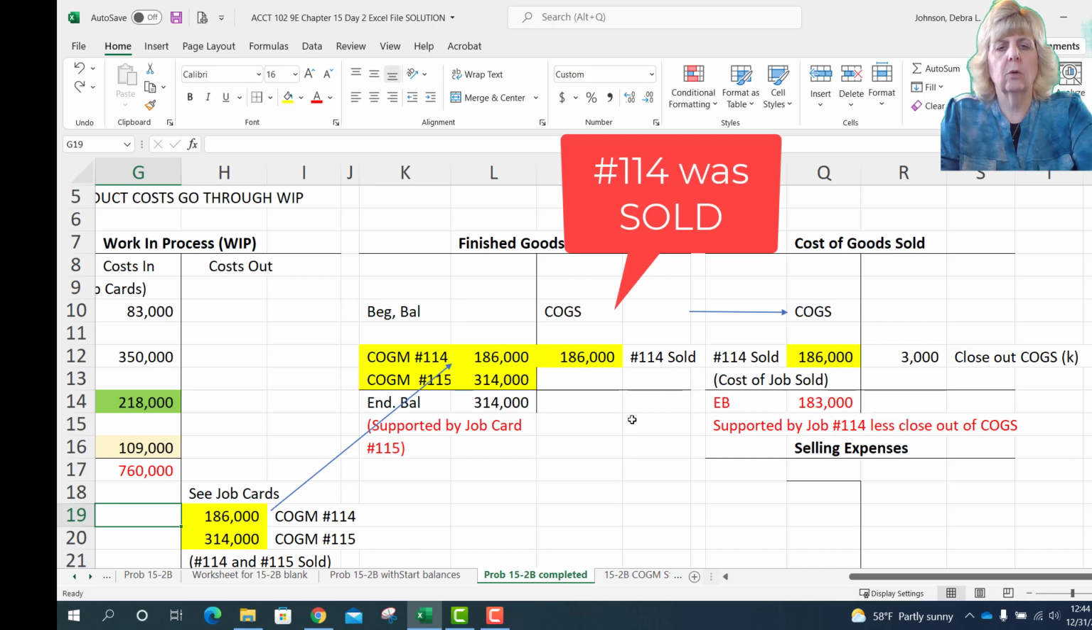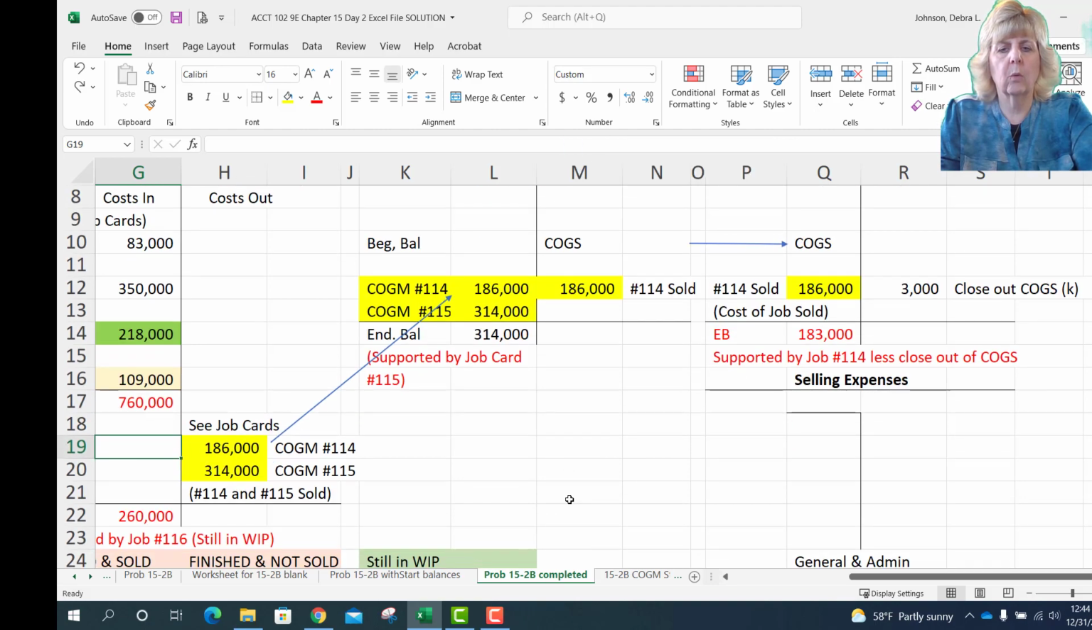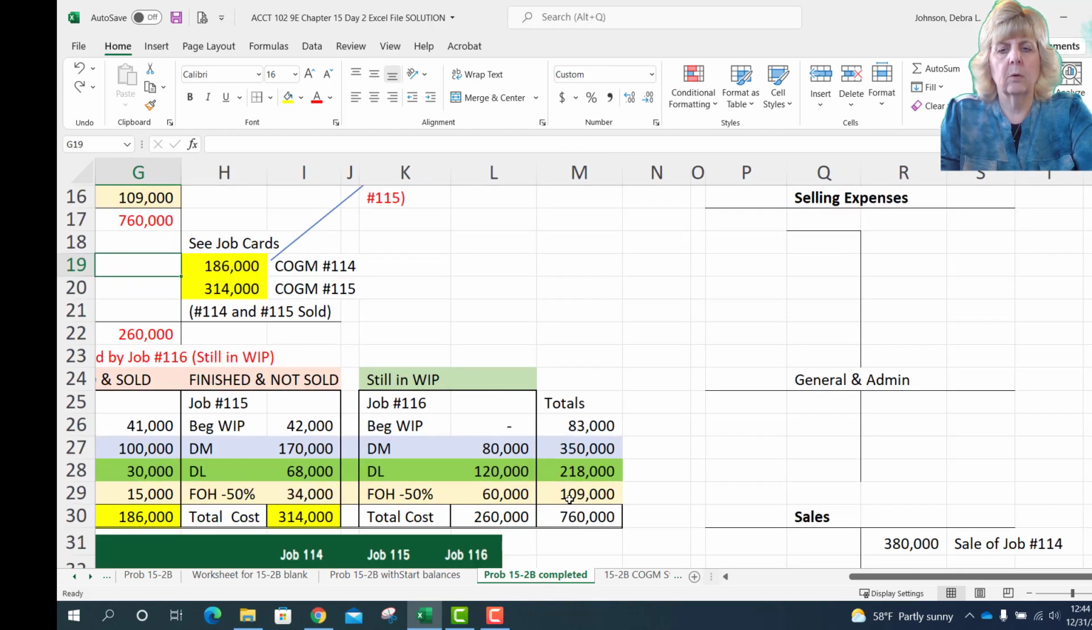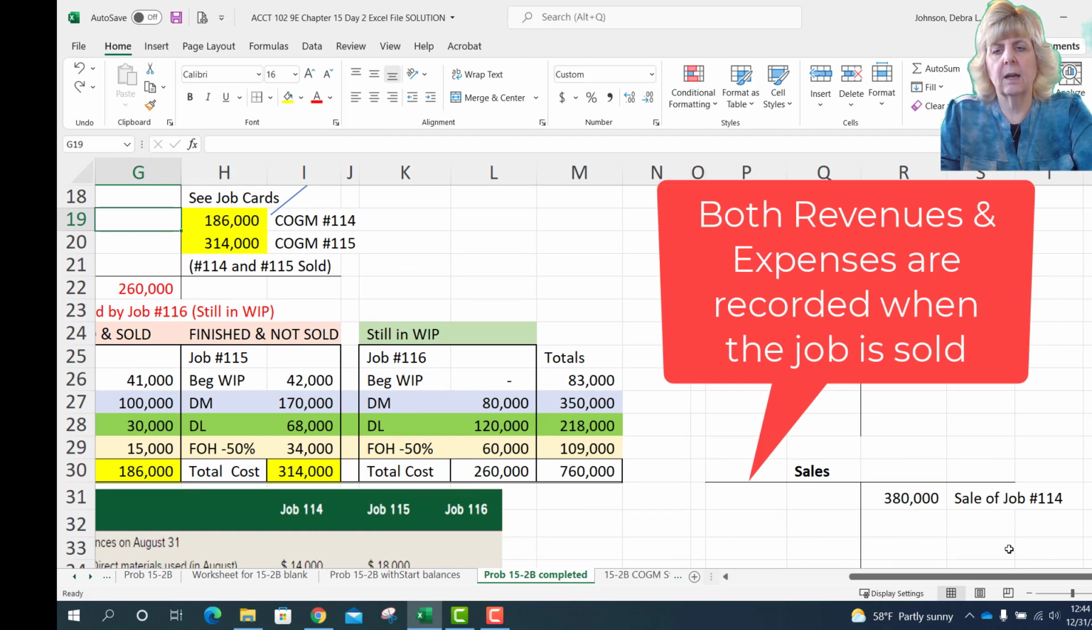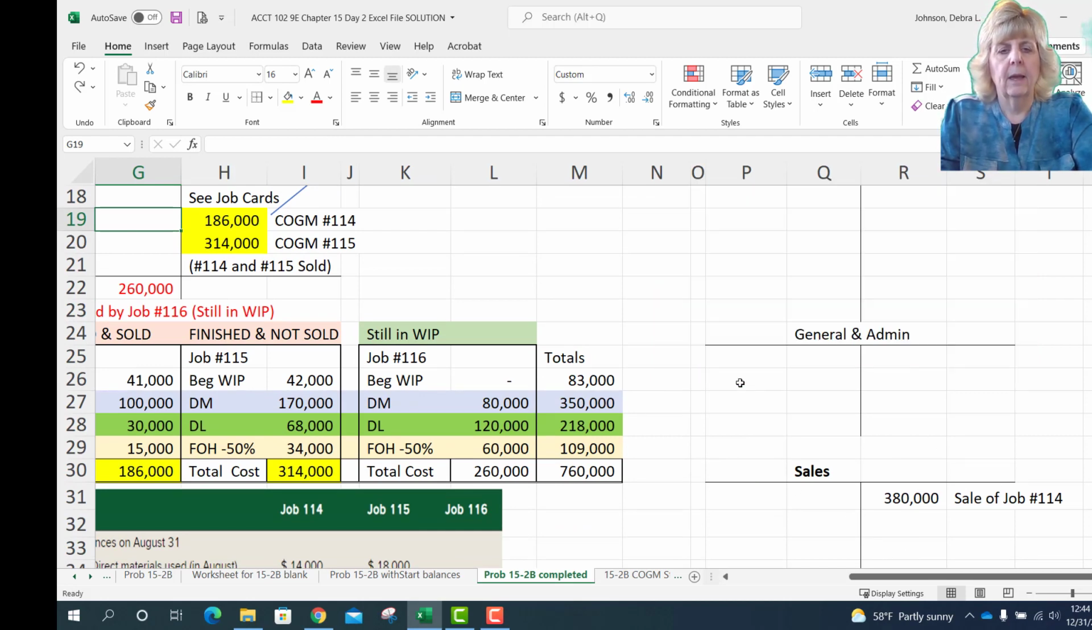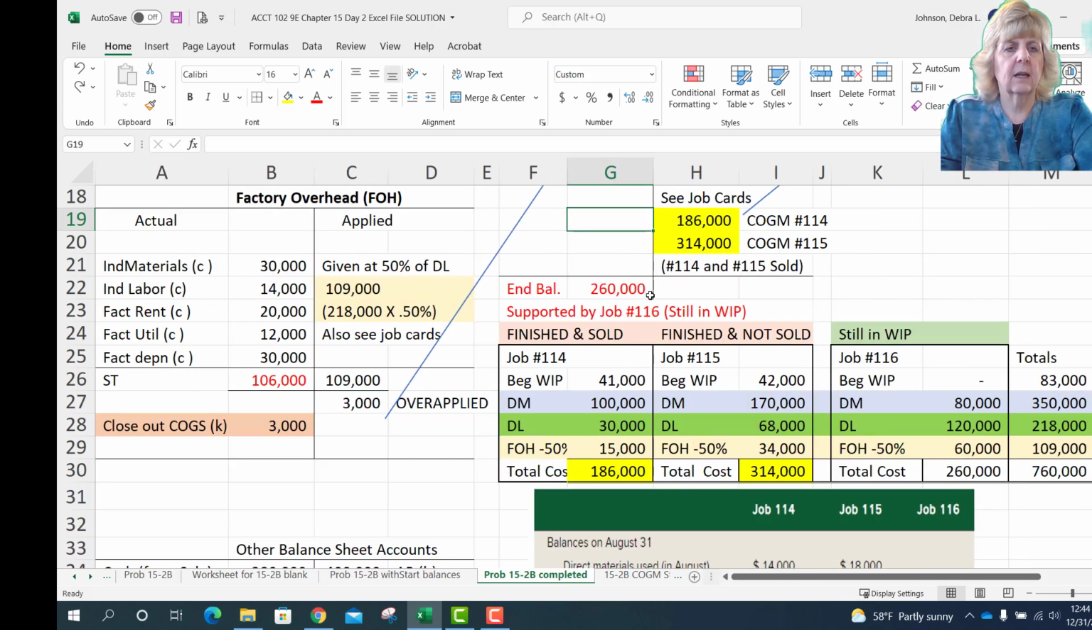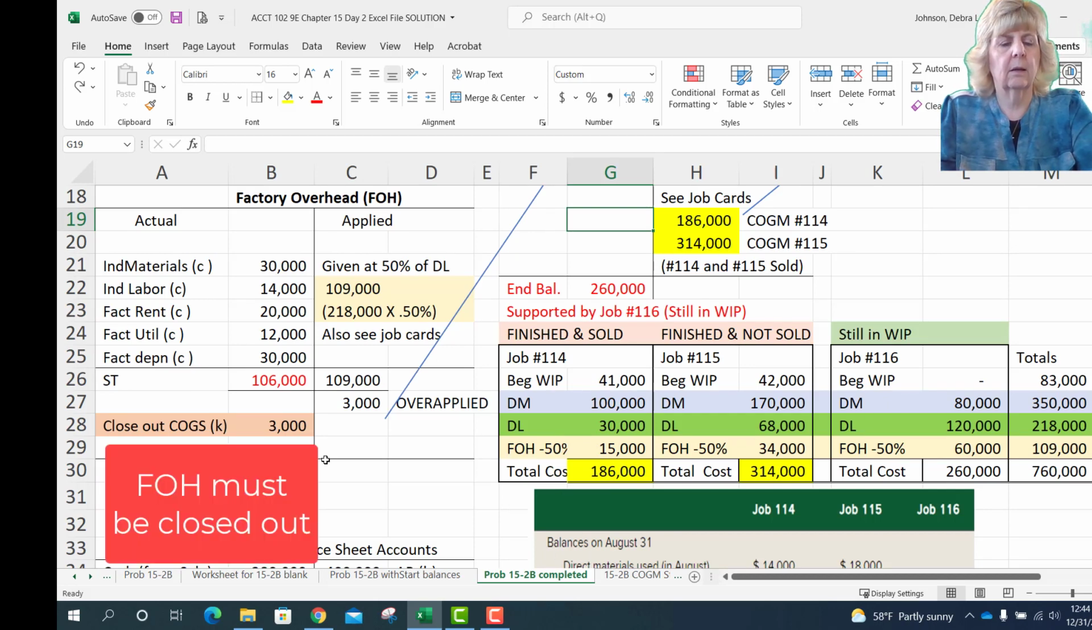When a job is sold, it comes out of finished goods and gets transferred into cost of goods sold. And along with that would come the recording of the revenue amount. That number was given to you in the data as $380,000 in sales. And then finally, to wrap this problem up, they did tell us that it was the end of the fiscal year, and we need to take a look at the overhead balance.